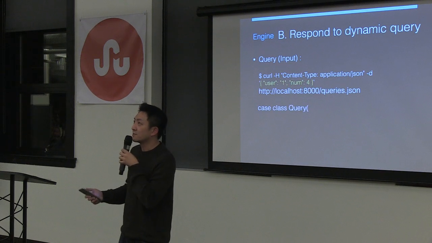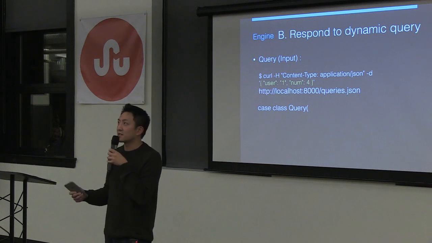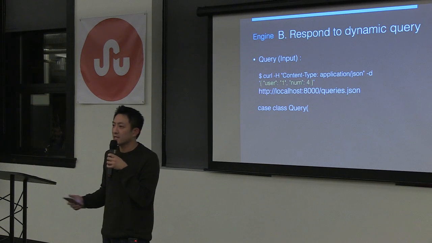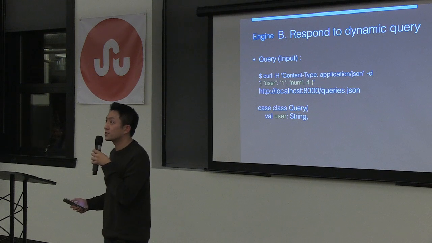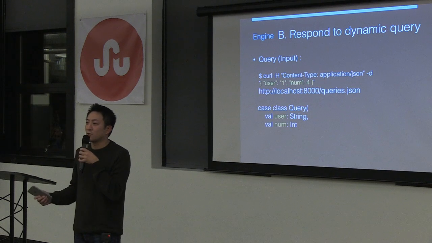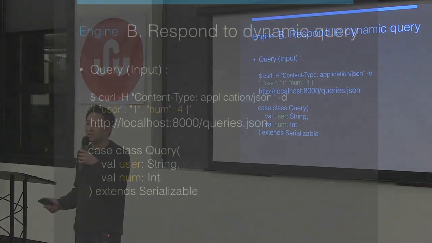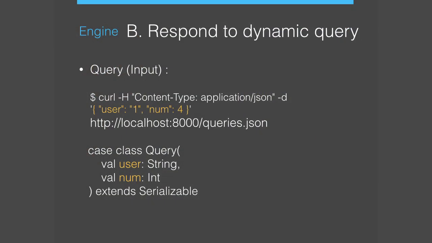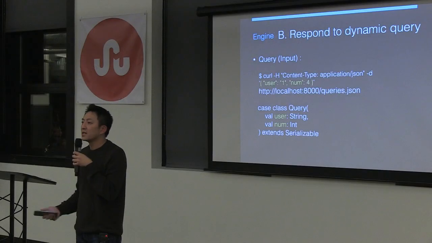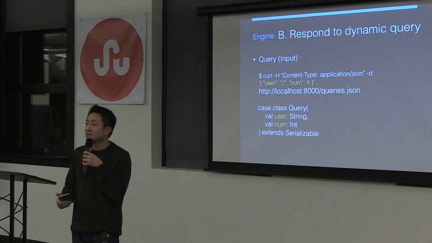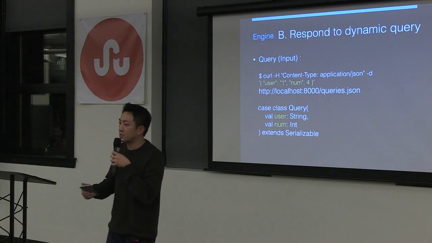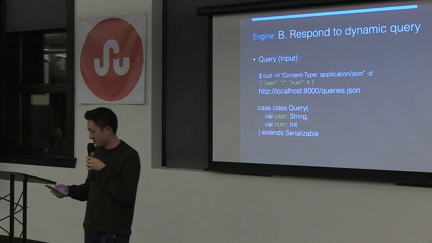To take this JSON, all you need to do is define a case class called Query in your engine code. And obviously, you define a variable user, and you define a variable number, and make it serializable. PredictionIO will automatically load the JSON data that is sent through the REST API interface into an object of this case class and pass it to the components that you have built.